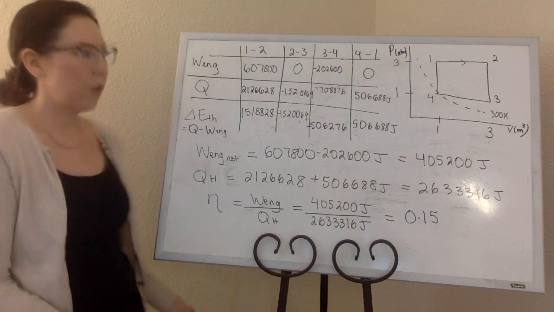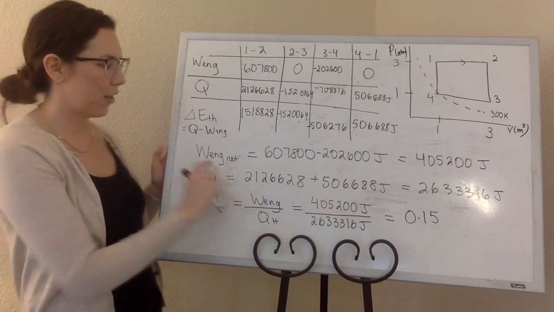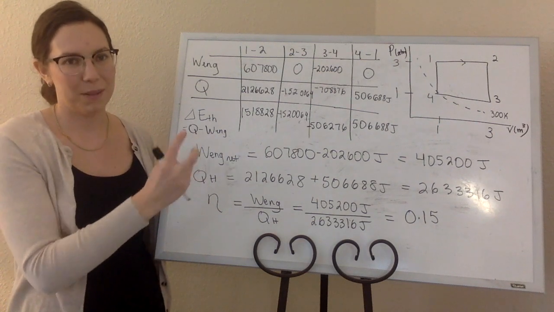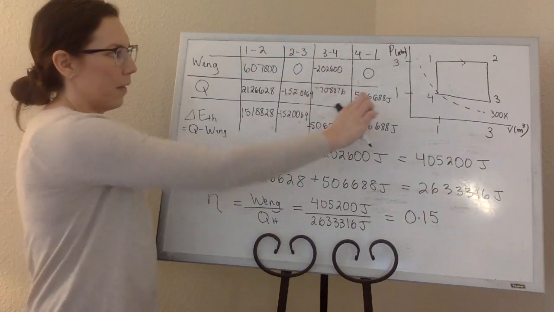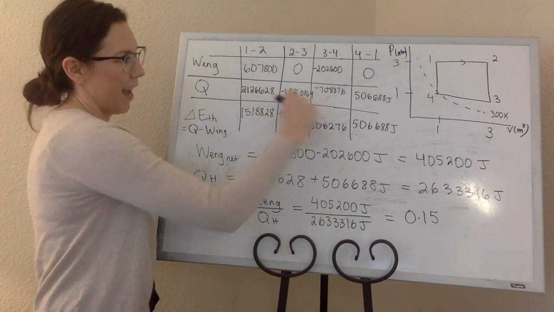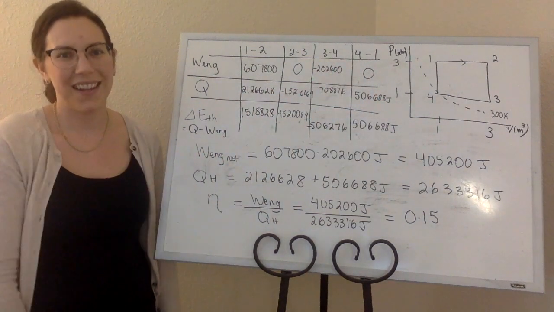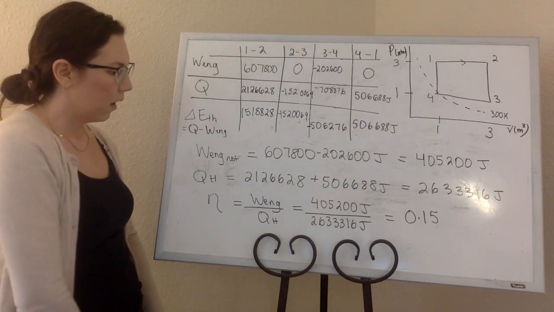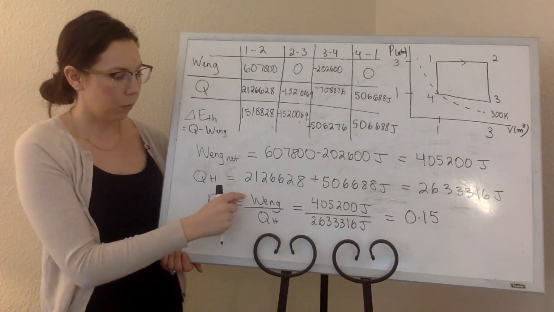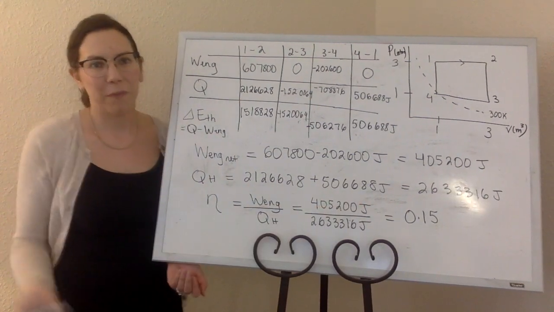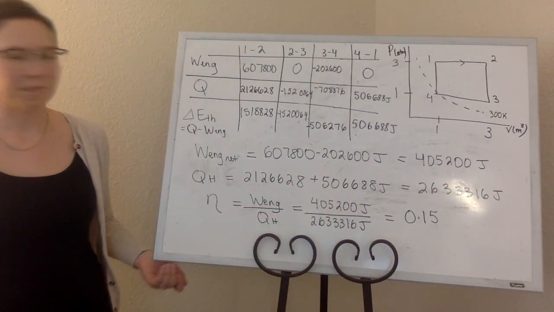And if you want, as a check, you can check that the net work of the engine is approximately QH minus QC, subtracting those numbers, or if you added all of this up, you'll find, basically adding across this row, that we get the same value as for the work done by the engine. Okay, so now our efficiency, the work done by the engine over QH, divide, and we get about 15% efficient.